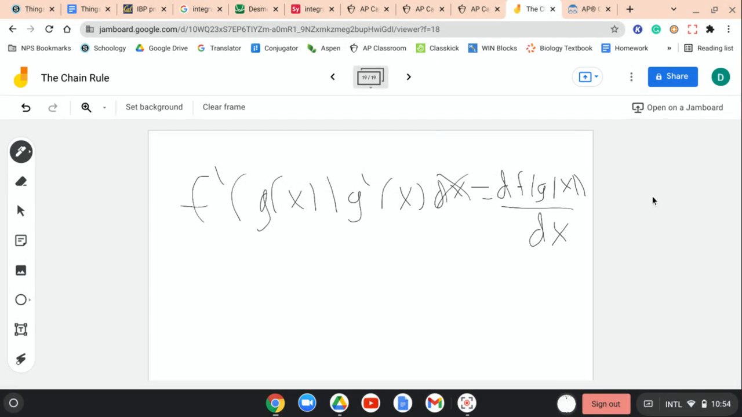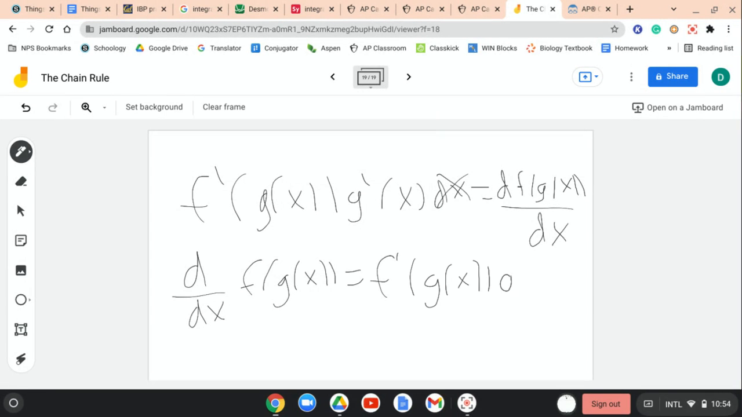All right, and let's look at the right side of the equation. What is it telling us? It's telling us that a tiny change in the output divided by a tiny change in x equals this. And what is this? This is by definition the derivative of f of g of x with respect to x. So this is the chain rule. It tells us that the derivative of f of g of x with respect to x equals f prime of g of x times g prime of x.